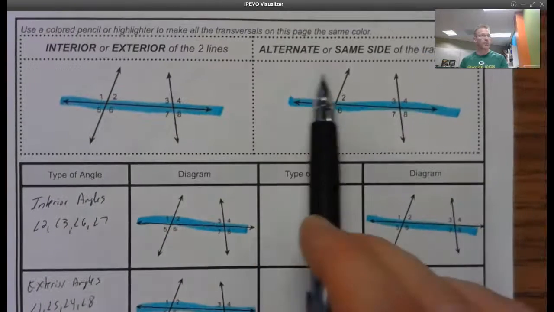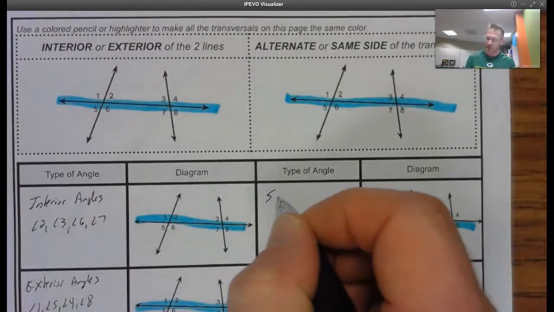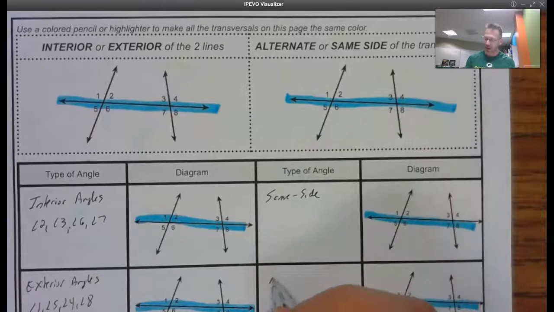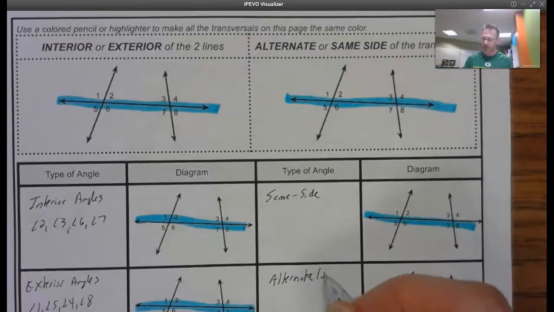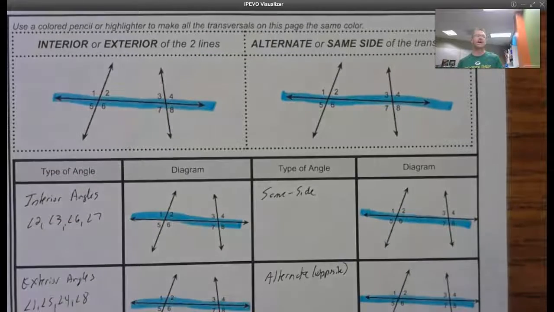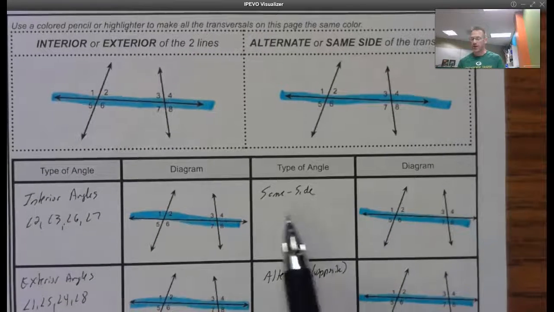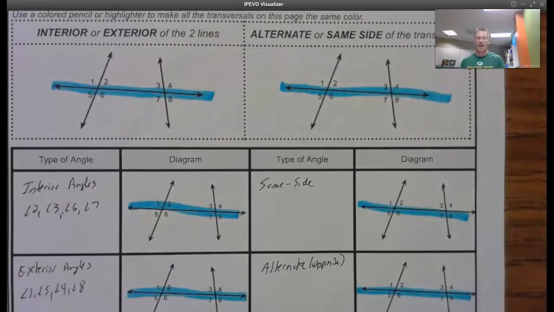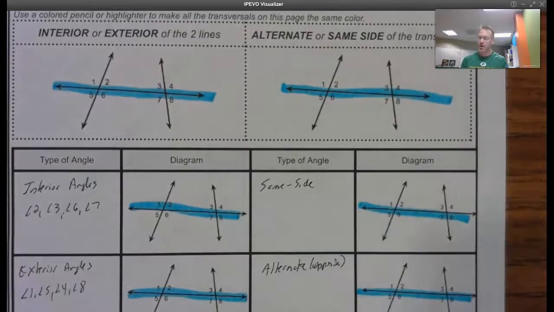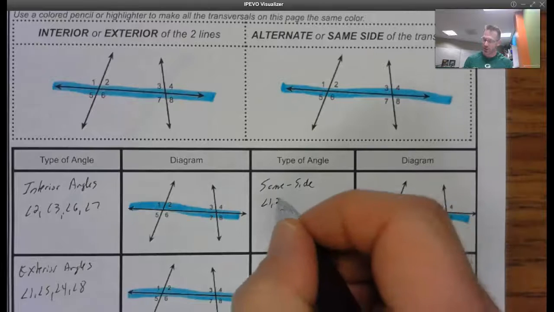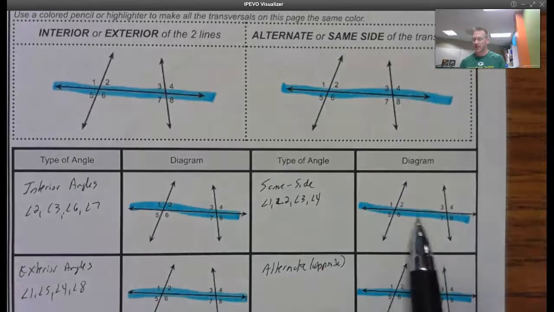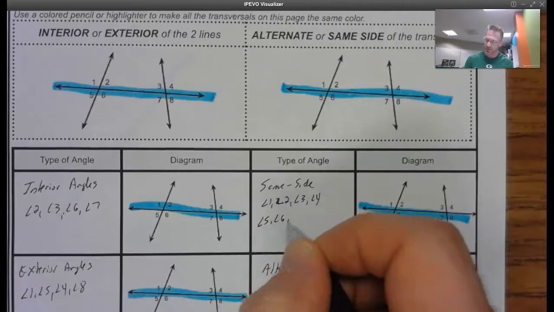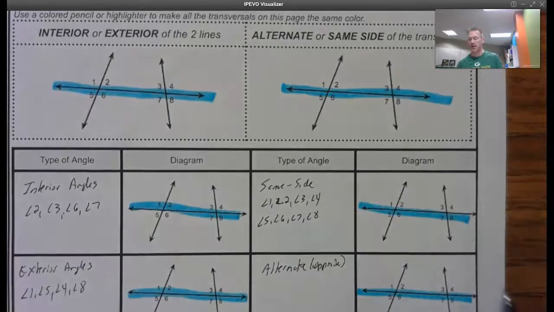Now, when we think about alternate or same side of the transversal, I'm going to put same side first, and then we're going to have alternate, which means opposite. So opposite sides or alternate sides. Now when you look at our figure and we look at same side, they're on the same side of the transversal. Like we did before, we have angle 1, 2, 3, and 4. Those are all on the same side. 5, 6, 7, and 8, those are all on the same side. So all of those are same side angles.